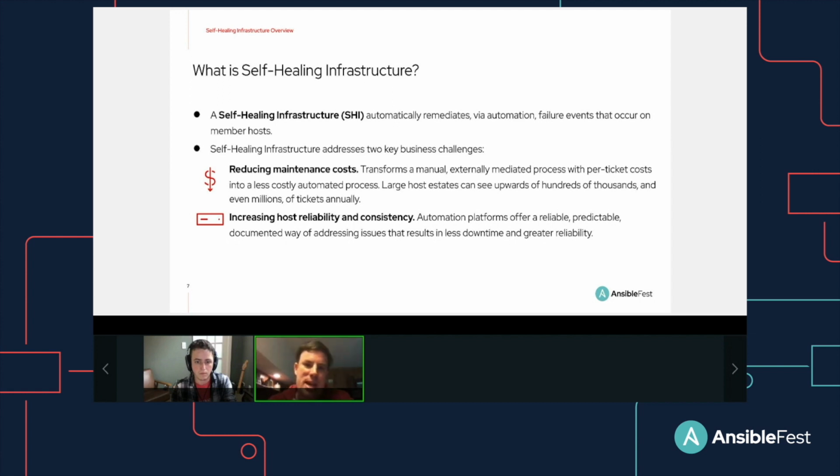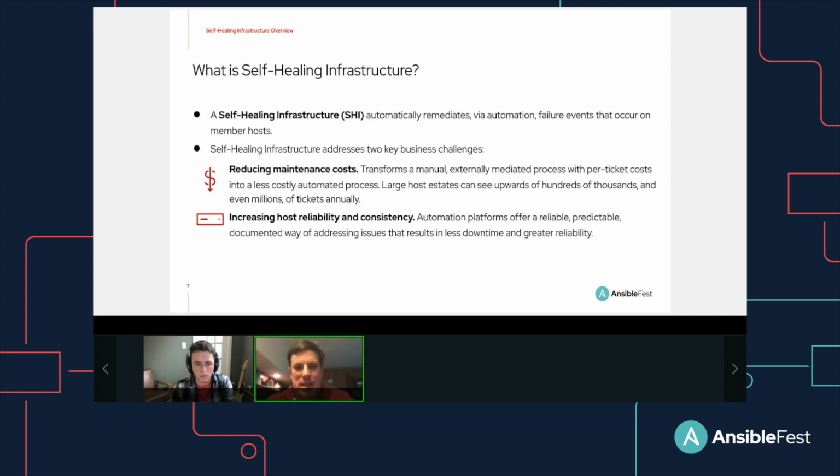So you're taking a manual and externally mediated process with per ticket costs, and you're transforming that into a less costly automated process, right? So you have playbooks doing the role of what your IT contractors would typically do in the past. And to give you an idea of the scale of these maintenance costs, we've seen large host estates in the past that have upwards of hundreds of thousands, if not millions, of tickets annually. So it adds up very quickly.